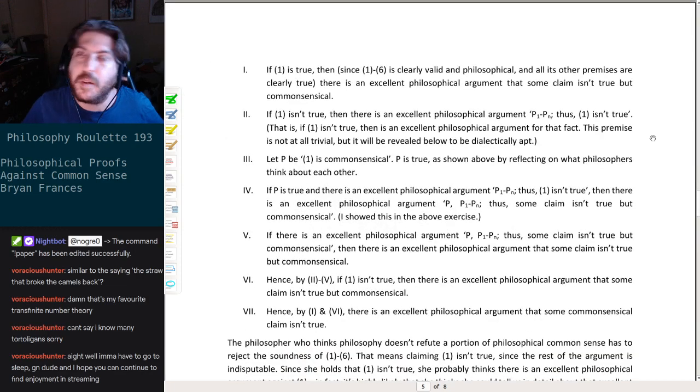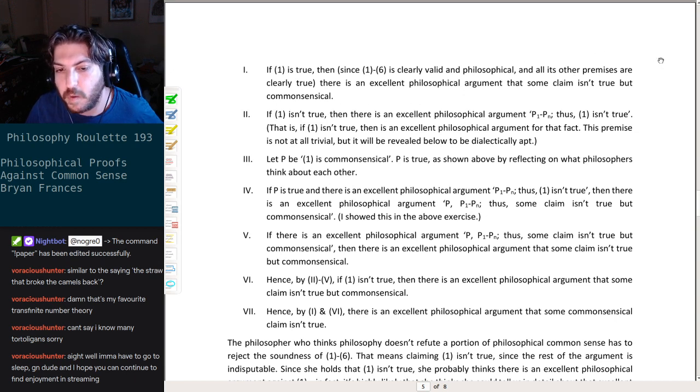Okay, so this is now going to create a paradox out of this whole thing that we set out to begin with. 1. If premise 1 is true, then since 1 to 6 is clearly valid and philosophical and all other premises are clearly true, there is an excellent philosophical argument that some claim isn't true but commonsensical. 2. If premise 1 isn't true, then there is an excellent philosophical argument for that fact. This premise is not at all trivial, but it will be revealed below to be dialectically apt. If 1 isn't true, then there is an excellent philosophical argument to that fact. Okay, that's what should have been said.